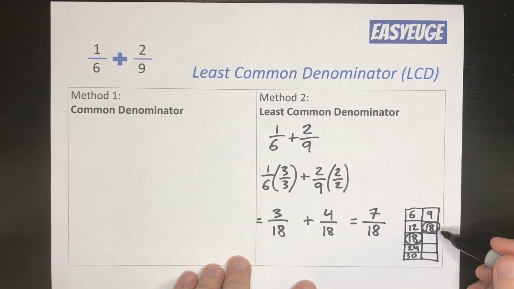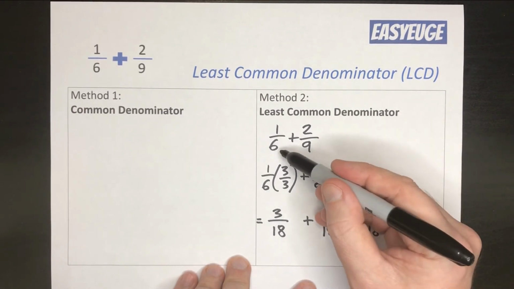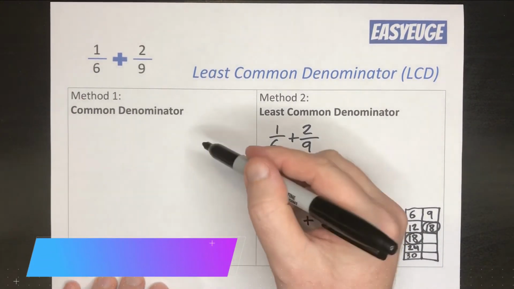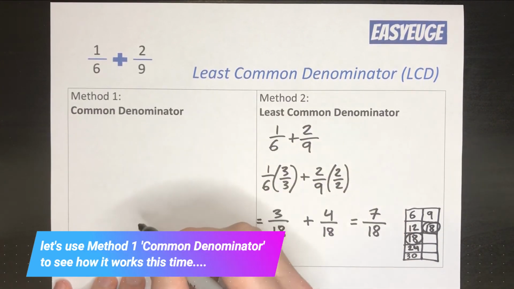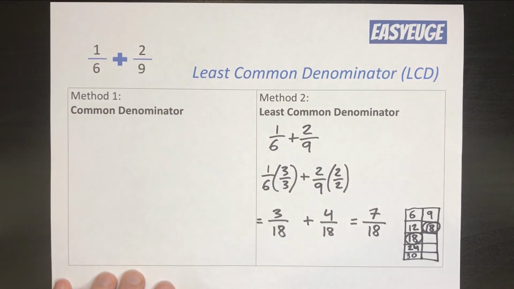We used a little table on the side to find out which number matches first. It's a really helpful trick and tip if you can't see immediately that 6 and 9 are both multiples of 18. Now let's take a look at method 1, which is the common denominator. So this is very simply multiplying each fraction by the bottom number of the other fraction.